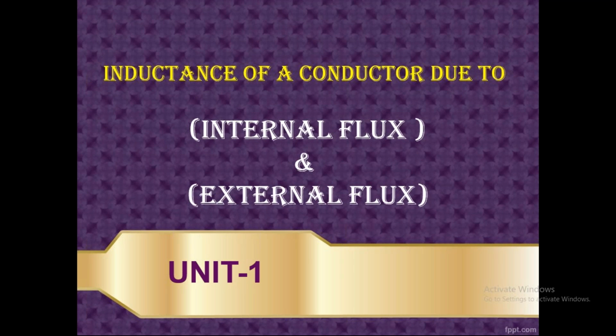Mainly, if you want to find the inductance of a conductor, we should know what the internal flux linkage is and what the external flux linkage at the surface is. If you know these two parameters, then you can find the total flux linkage, that is, the inductance of a conductor. Now we are going to derive the inductance of a conductor due to internal flux and external flux, and combining both, we will find the total inductance of a conductor.